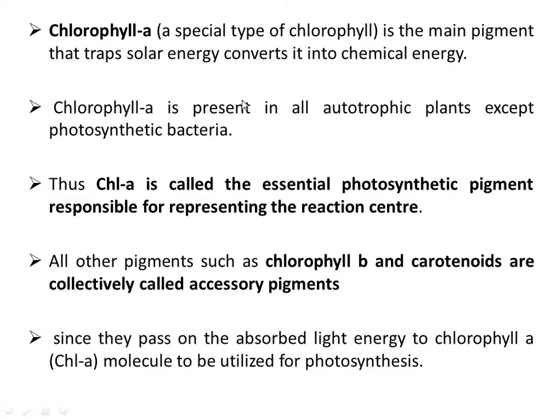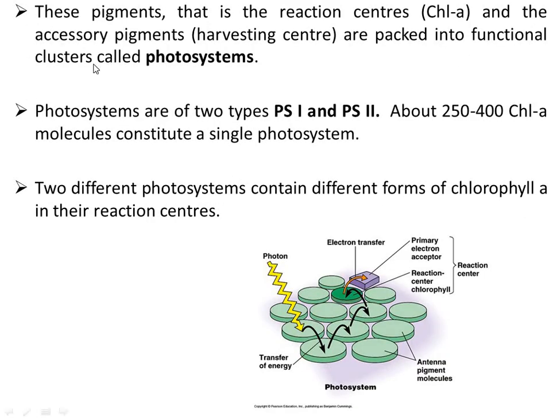Chlorophyll A is a special type of chlorophyll, the main pigment that traps the solar energy and converts it into chemical energy. Chlorophyll A is present in all autotrophic plants except photosynthetic bacteria. Thus chlorophyll A is called the essential photosynthetic pigment responsible for representing the reaction center. All other pigments such as chlorophyll B and carotenoids are collectively called accessory pigments, since they pass on the absorbed light energy to the chlorophyll A molecule to be utilized for photosynthesis.